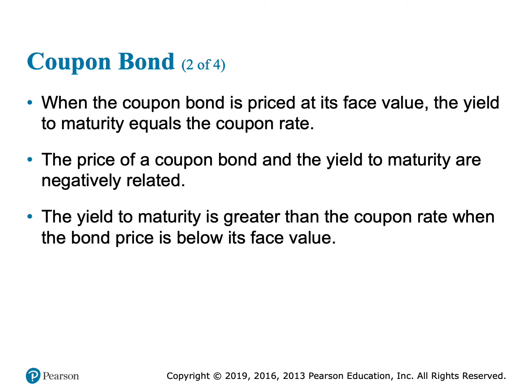The yield to maturity is greater than the coupon rate when the price of the bond is below its face value. And the yield to maturity is less than the coupon rate when the price of the bond is above its face value. Let's take these things that we need to know about the inverse relationship between price and yield to maturity, and let's look at a table that illustrates that for us.